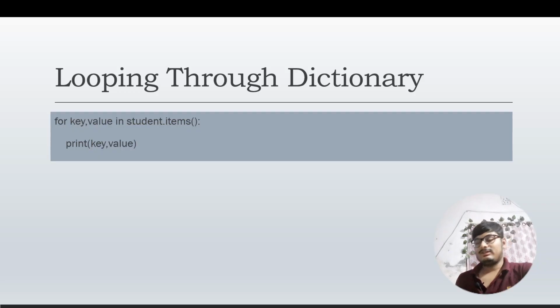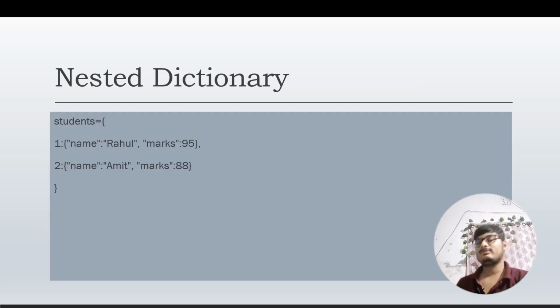Let us move on to the next slide, which is also talking about looping through the dictionary. That's how we loop through a dictionary. Now comes the nested dictionary. When we use a dictionary inside a dictionary, this is called a nested dictionary.